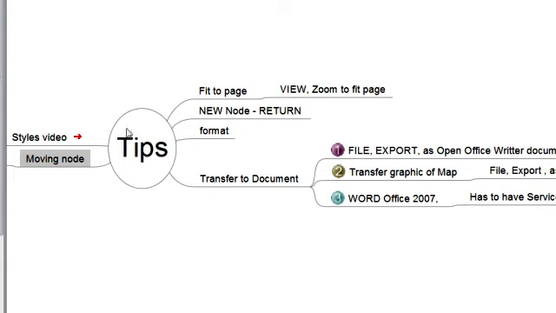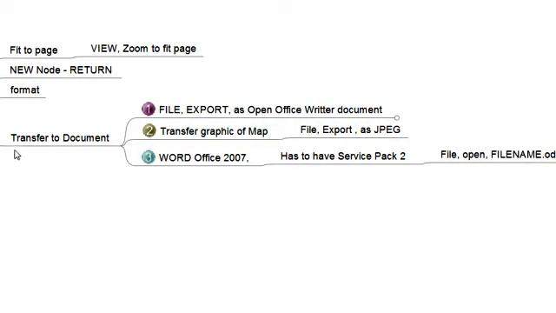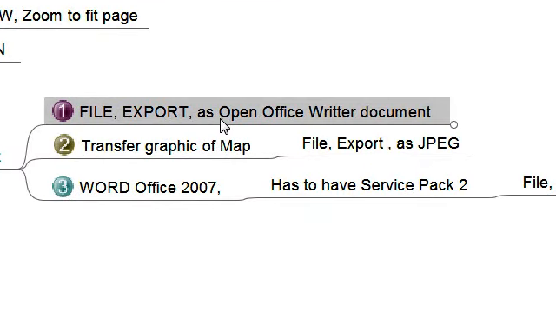This is the area that I'd really written this for, is that if you want to transfer a map into a document format which can then end up like a word process document, there are two elements I'm looking at here. One is to use the file command. So all these commands are up here in the top left. The file command, file, export it as an open office writer document.